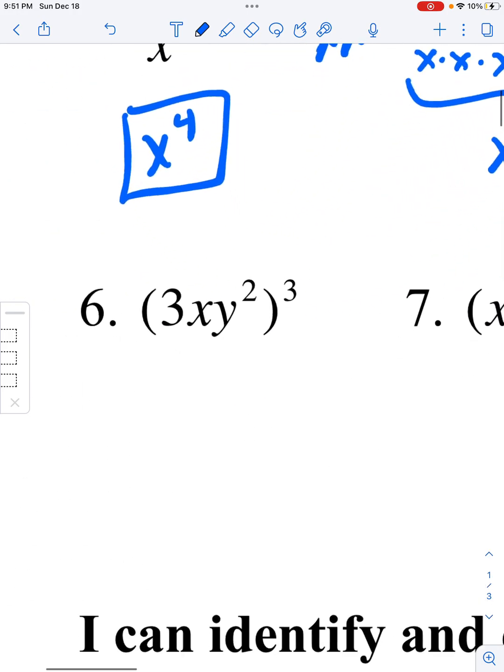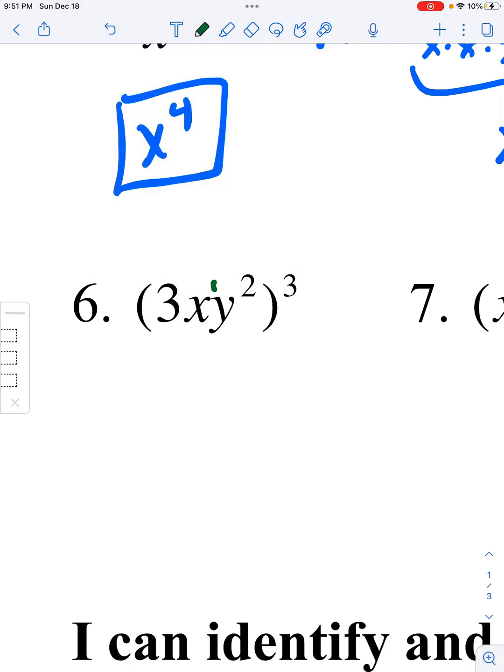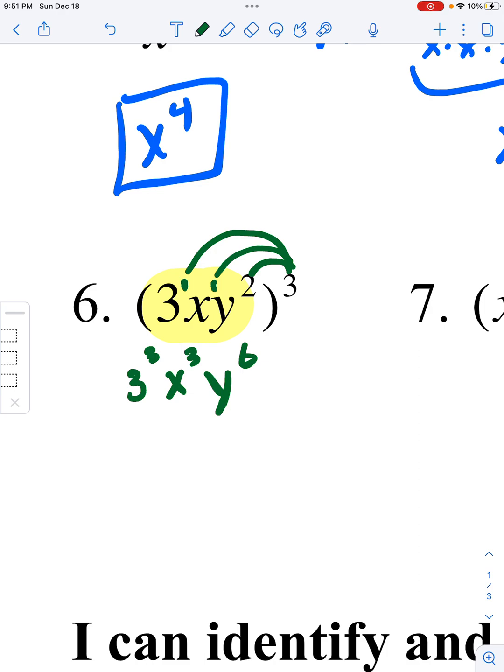Okay, now they're going to get a little bit more advanced, and so you want to kind of slow down. Again, I like to write in a 1 for the power of anything that doesn't have a power, so that when I go to distribute, and again, I can distribute here because there's no addition or subtraction inside the parentheses part. So everything that had a power gets multiplied by a power of 3. So 3 to the first becomes 3 to the third, x to the third, and y to the 6th. And then when I'm done, I look at my power chart and find out that this is a 27.